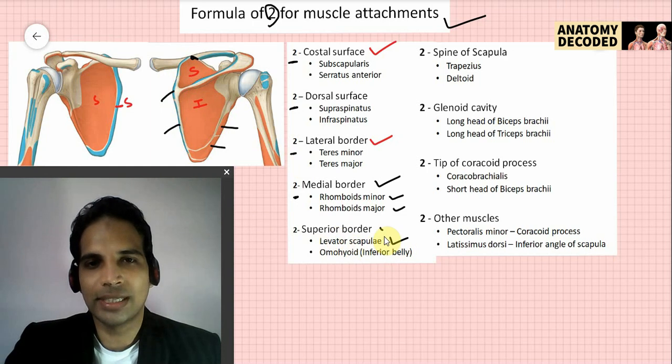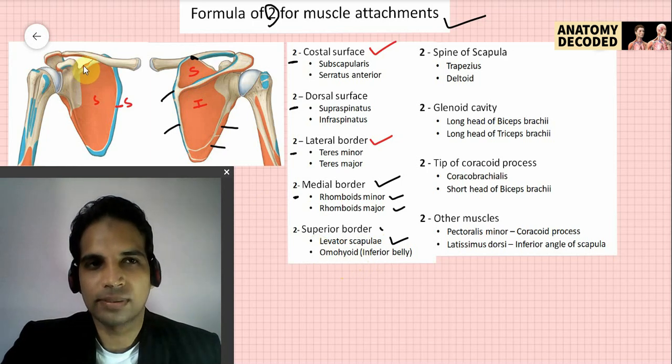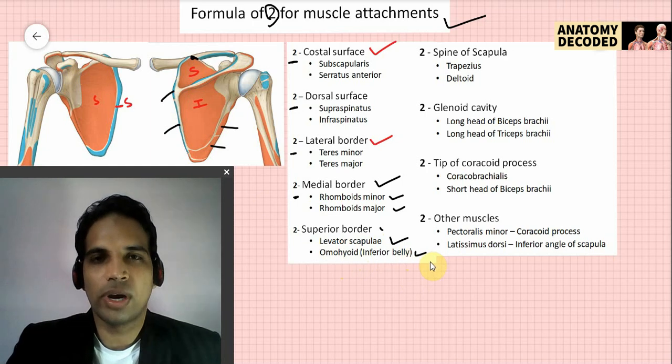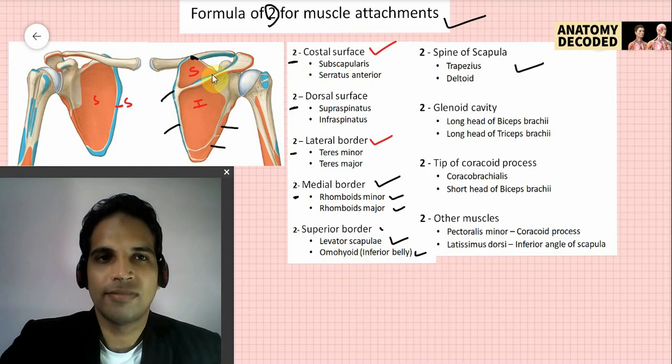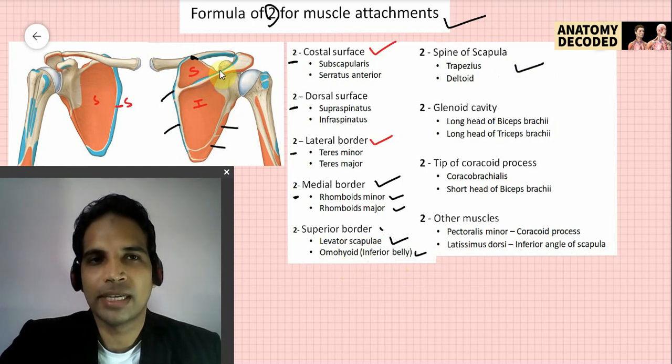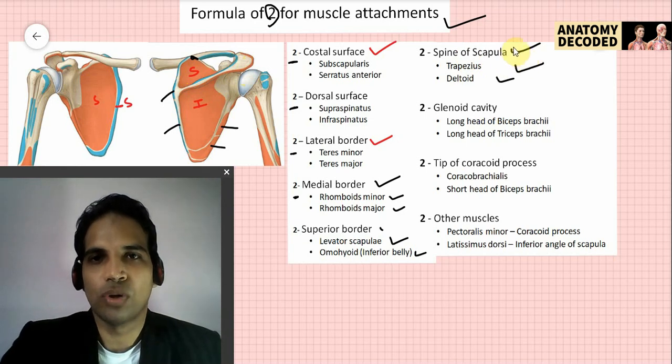The superior border has two muscles: levator scapulae and omohyoid muscle. Omohyoid, as we all know, attaches just adjacent to the suprascapular notch. The small muscle attached is the inferior belly of the omohyoid muscle. Then there are two muscles on the spine of the scapula. Here we can see the spine of the scapula. The muscle attached on the upper lip of the spine is trapezius, and on the lower lip of the spine is deltoid muscle. This muscle also extends onto the lateral aspect of the acromion process. So trapezius and deltoid are two muscles along the spine of the scapula.